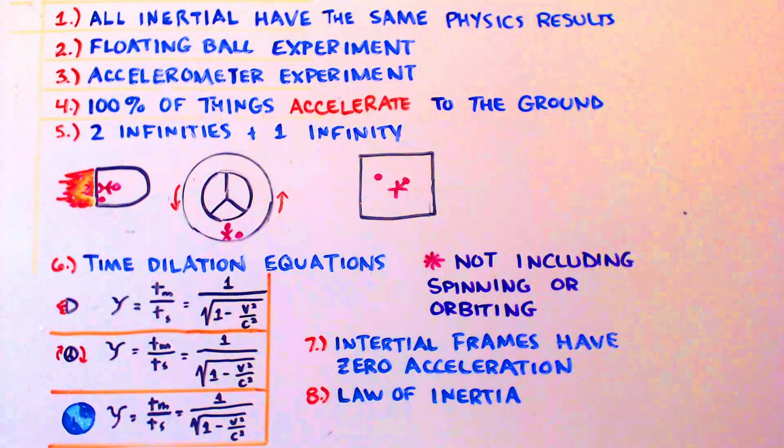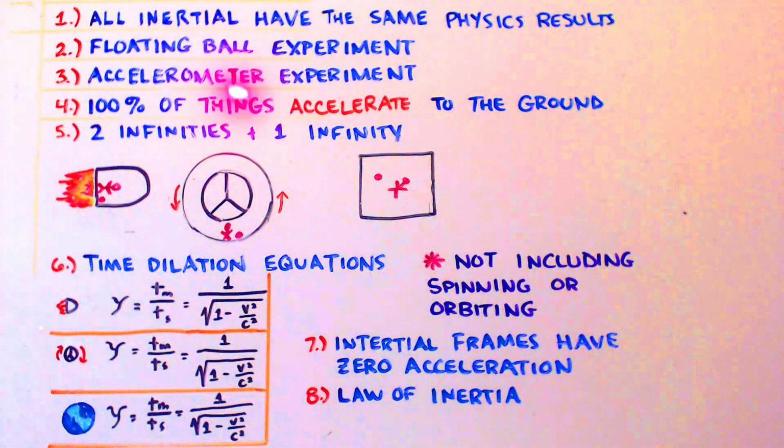If the ball floats relative to you and doesn't move relative to you, then you are floating. You are in an inertial frame. But if the ball accelerates anywhere, then you are in an accelerated frame of reference, and we all know what happens when you have a ball on Earth. It does not float. It accelerates down to the ground because you are in an accelerated frame of reference.